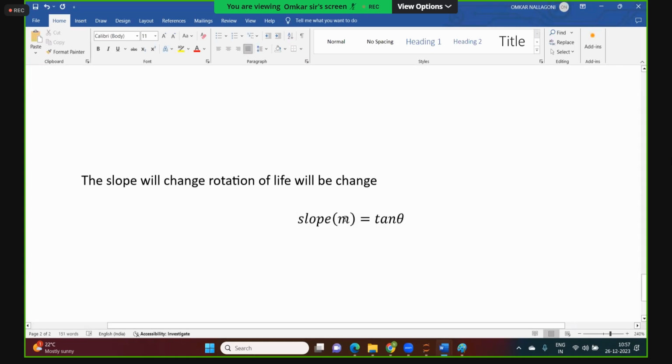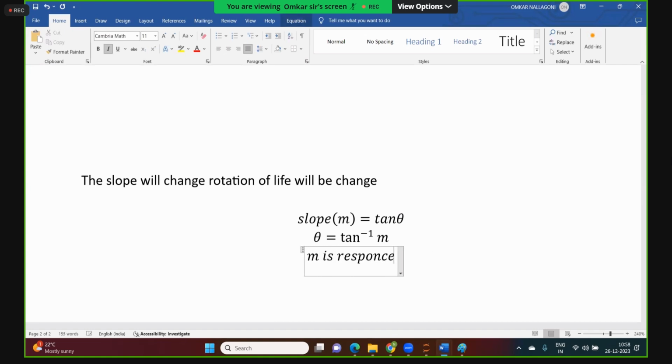So m obviously gives the angle theta. Theta is equal to tan inverse of m. If you substitute m, you will get the angle value. So now m is responsible for the rotation of the line.